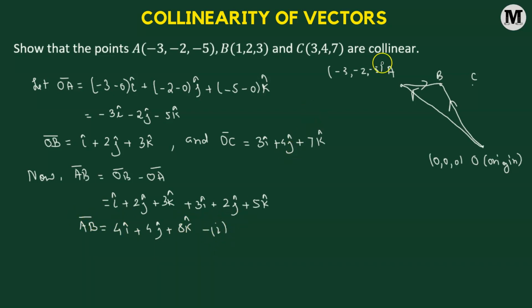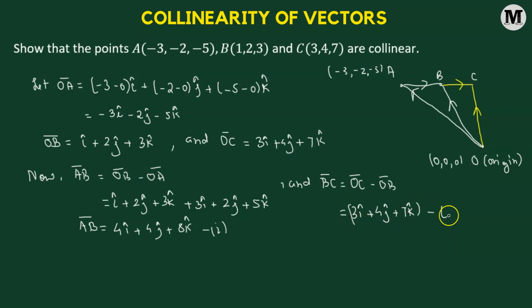Next, we'll try to find out the vector BC. To find out the vector BC, we need OC vector as well. So now we have a BC vector. The BC vector is going to be equal to OC vector minus OB vector. Now what is OC vector? OC vector is given by 3 i cap plus 4 j cap plus 7 k cap. And from here, we're going to subtract the vector OB. OB vector is i cap plus 2 j cap plus 3 k cap.